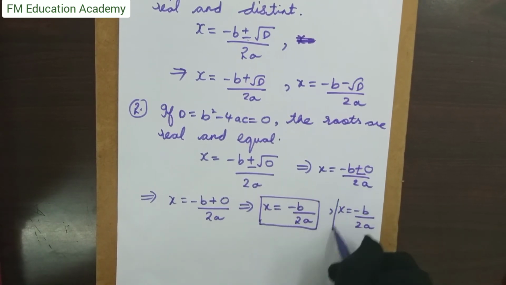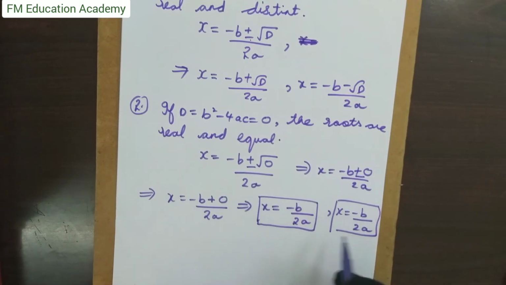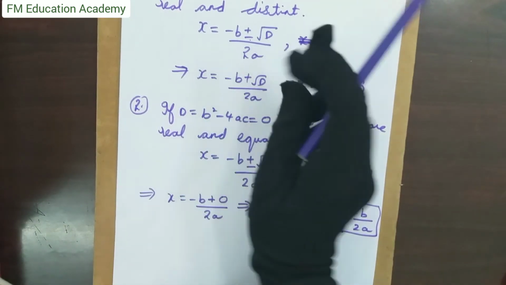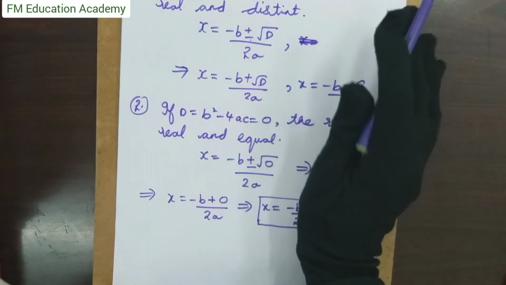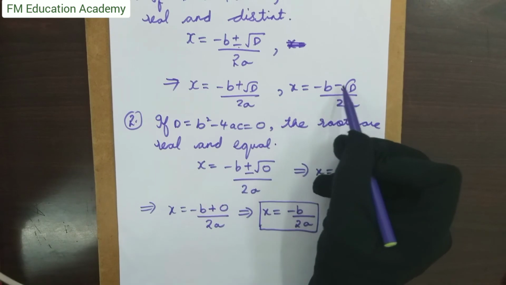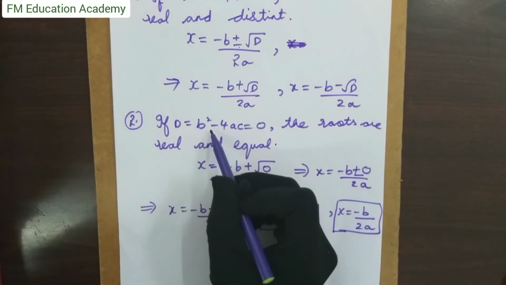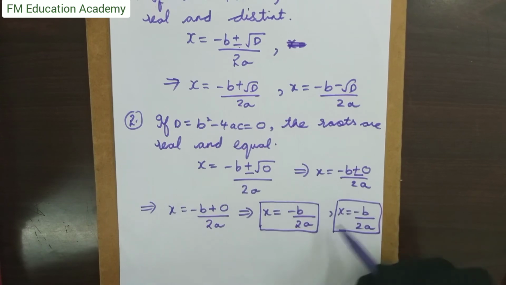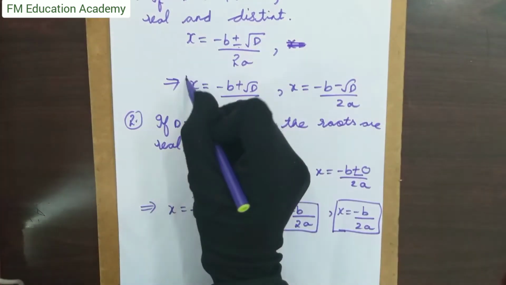Again, from the starting, just remember that if D is equal to b square minus 4ac is greater than 0, find out the value of x as minus b plus root D by 2a and minus b minus root D by 2a. Suppose if the D value you are getting is equal to 0, find out the value of x as minus b by 2a and minus b by 2a. Here also we have two roots as the degree of the quadratic polynomial is 2.